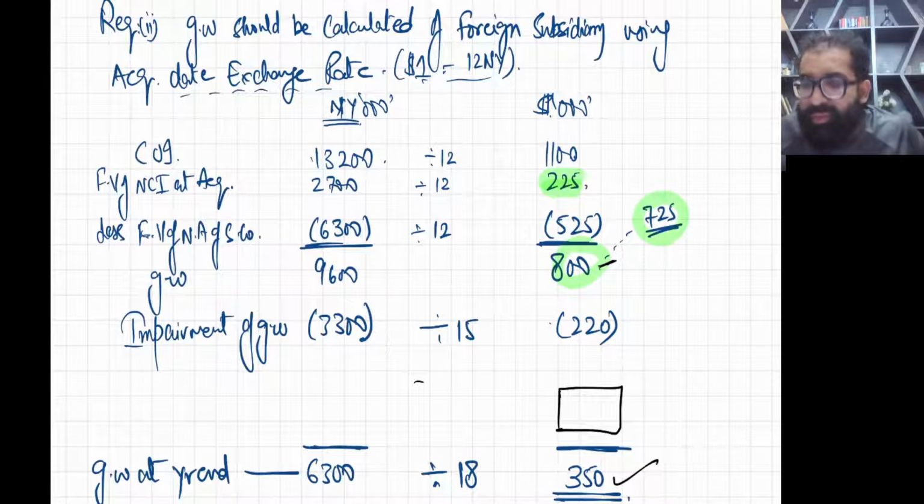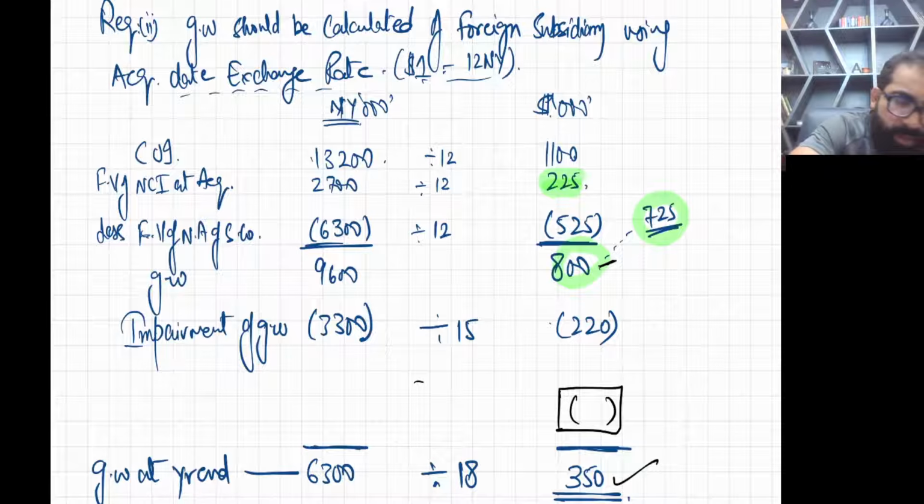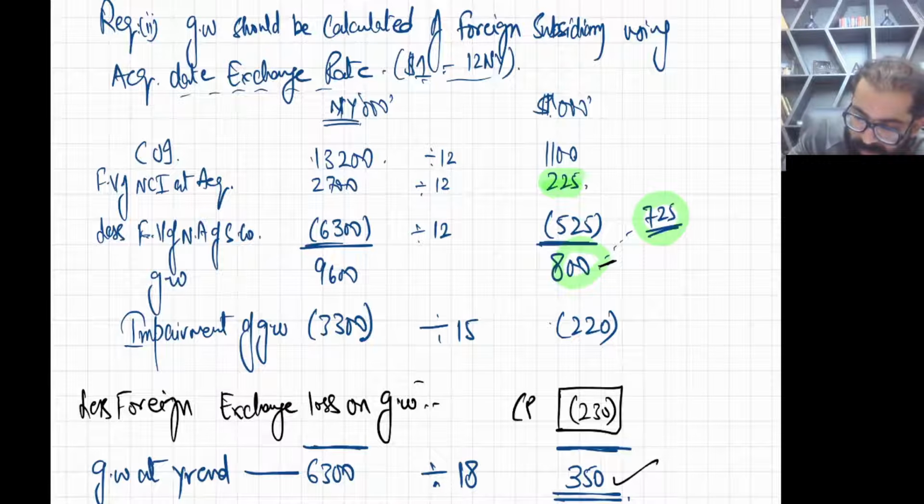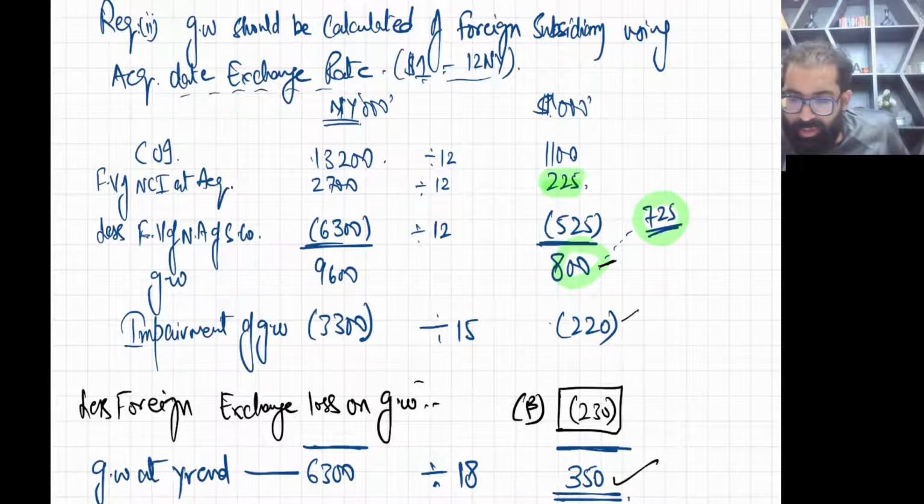What made it move? The difference is the exchange loss. So 800 minus 220 is equal to 580, minus 350, which is 230 negative. So this will be your foreign exchange loss on goodwill. This is the balancing number. Okay, so now this is this thing and this thing. We need to make entries for these two.